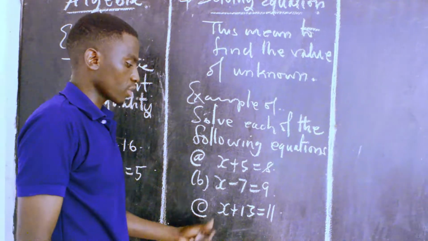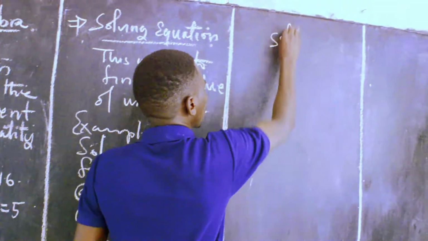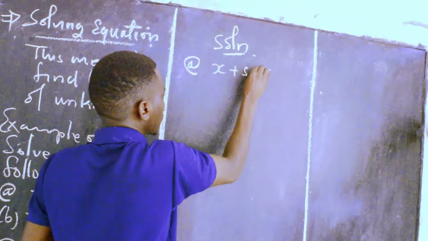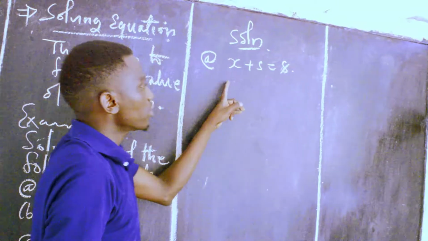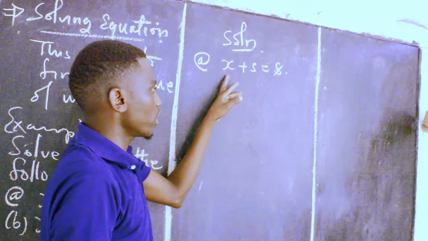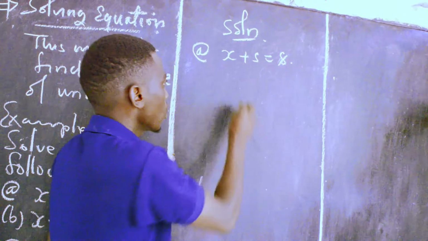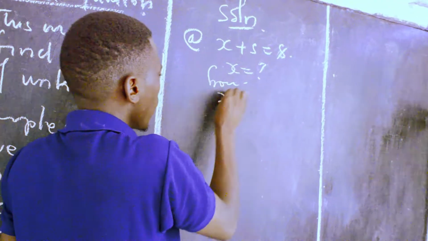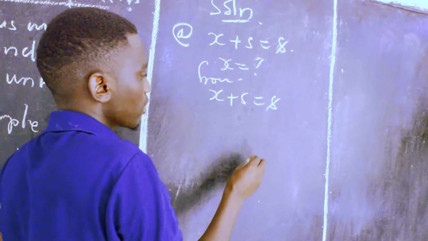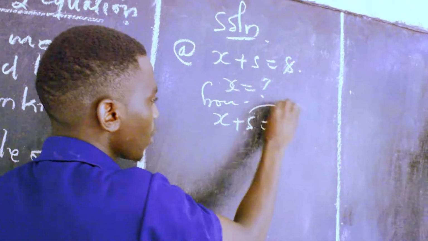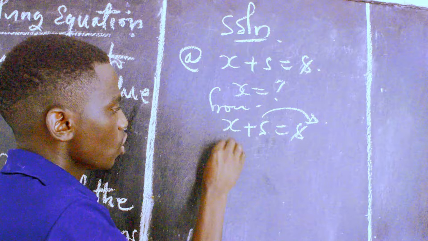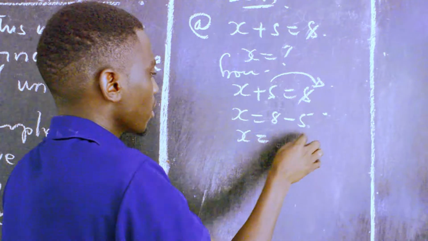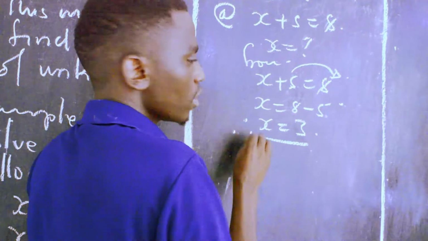Now we are finding the value. So solution, A: we have x plus 5 is equal to 8. In this equation, we are finding the value of x. The unknown here is x, the value we don't know. So from the equation, x plus 5 is equal to 8. This 5 here is positive. Once it comes to this side, it becomes what? A negative. So x will be equal to 8 minus 5, which gives 3.